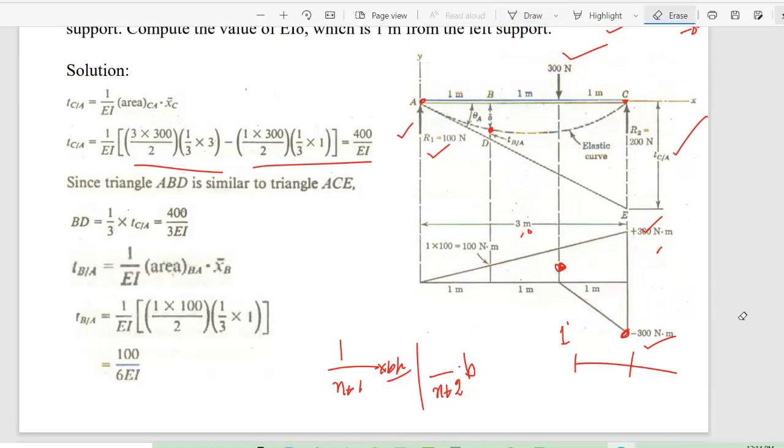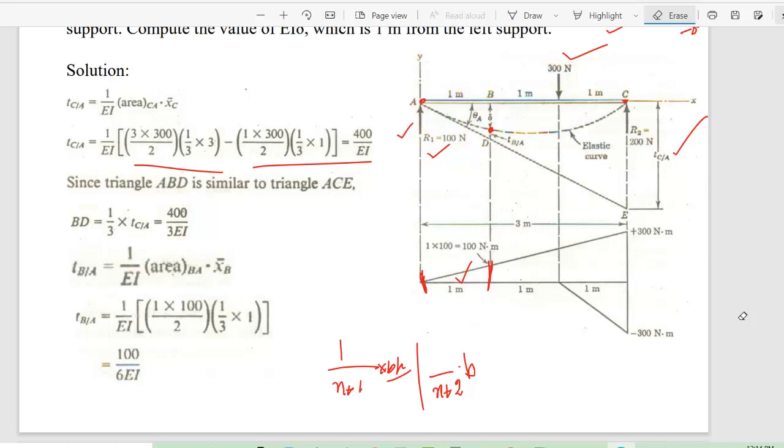For TB by A, what would be your considered area? Who can tell me? For TB by A, the area should be between A and B. Yes, sir, that is your considered area. So in that case, this is first degree, right? So n would be 1. You can use the formula 1 into 100, where h is 100 divided by 2.